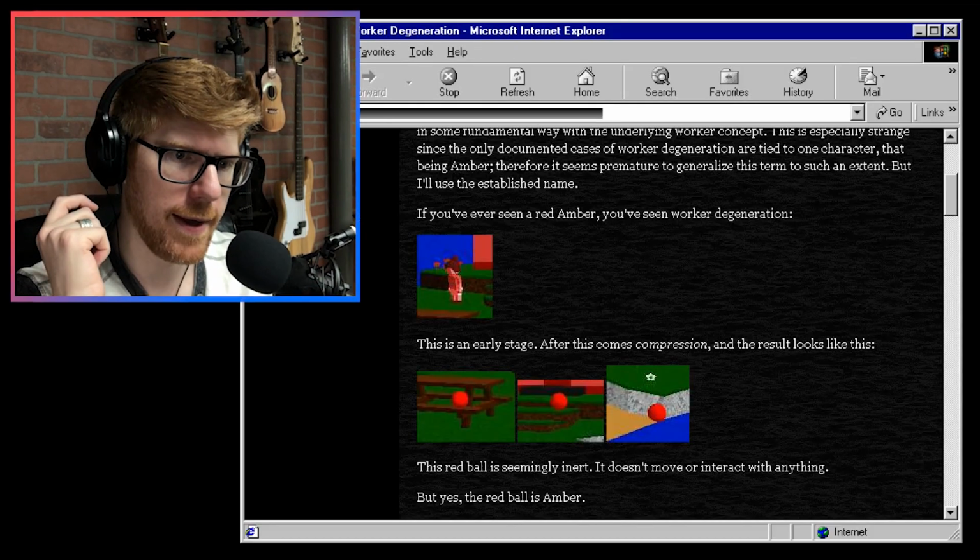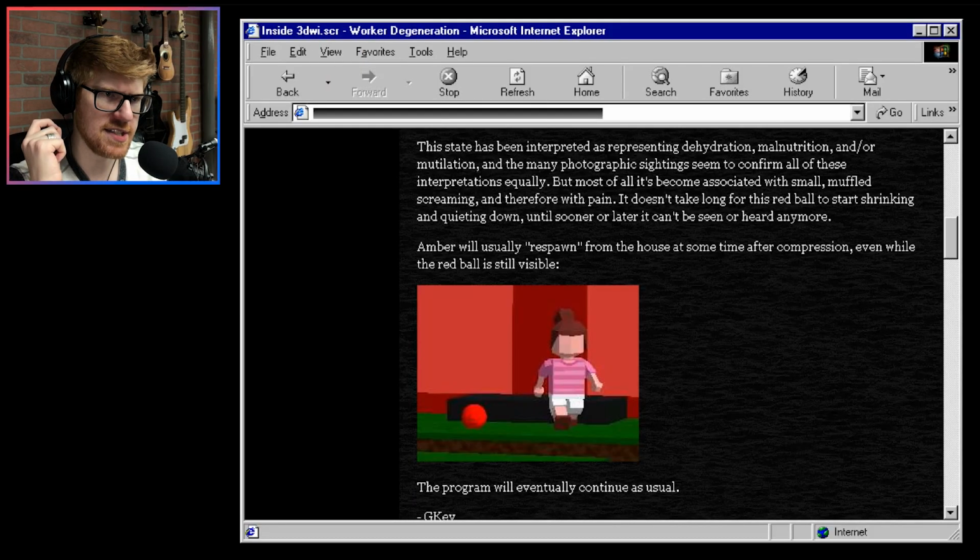The state has been interpreted as representing dehydration, malnutrition, and or mutilation, and the many photographic sightings seem to confirm all of these interpretations equally, but most of all it's become associated with small muffled screaming and therefore pain. It doesn't take long for the red ball to start shrinking and quieting down until sooner or later it can't be seen or heard anymore. Amber will usually respawn from the house at some time after compression, even while the red ball is still visible. The program will eventually continue as usual.